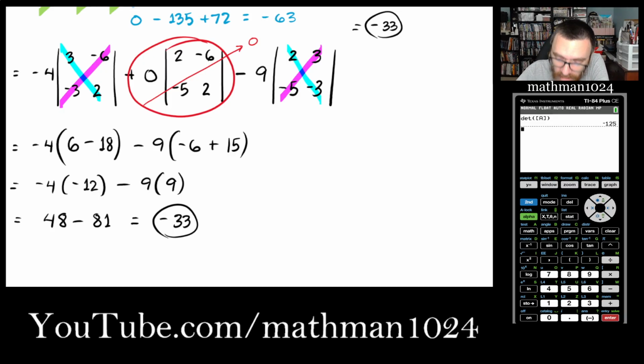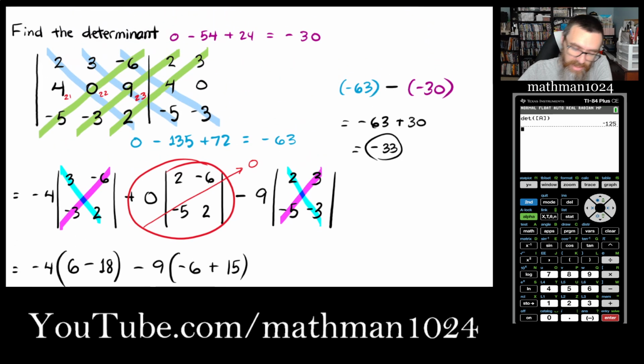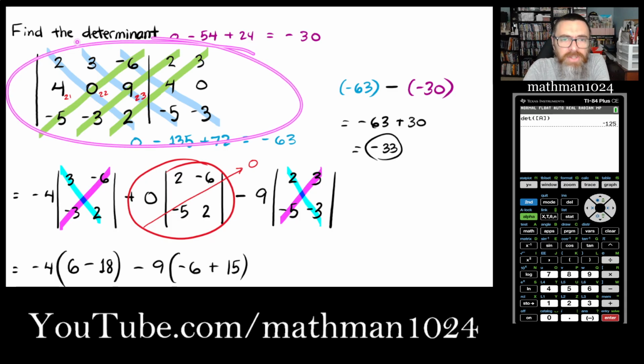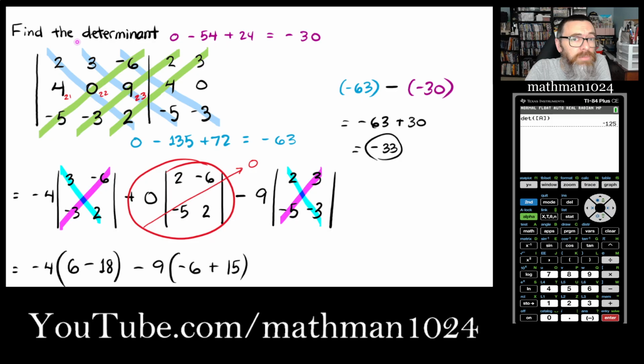I think the really cool thing, though, is the trick that we see right here, how we can make finding the determinant of a 3 by 3 very, very simple, as long as we get these guys in the right order. We understand that what I have here in blue, that's going to be the first number. What I have here, the diagonal in green, that's the second number that you end up subtracting.